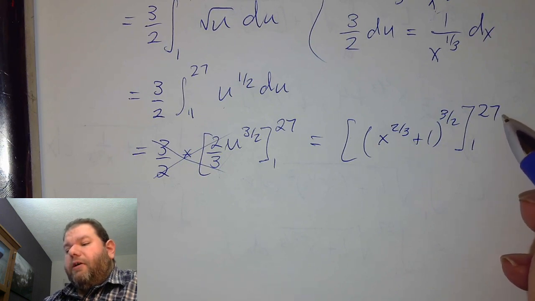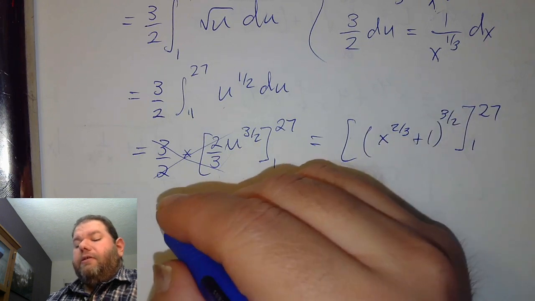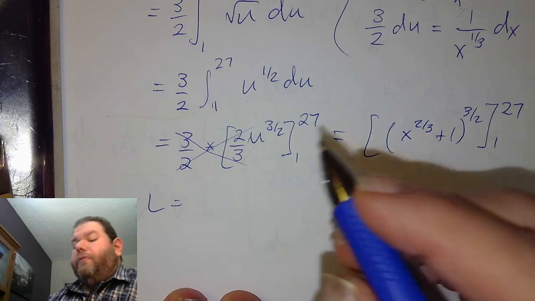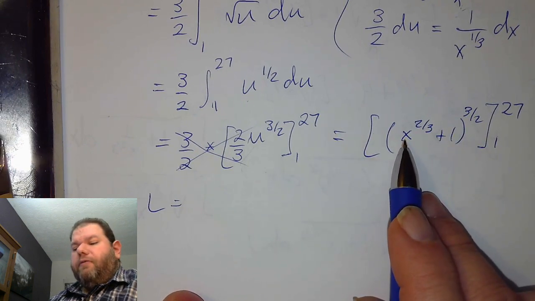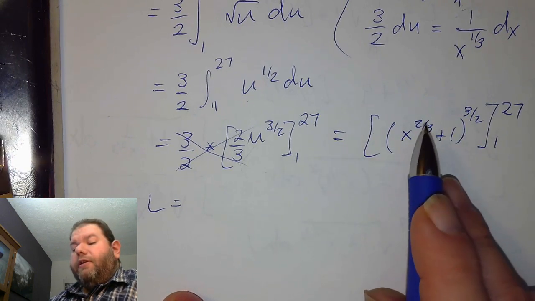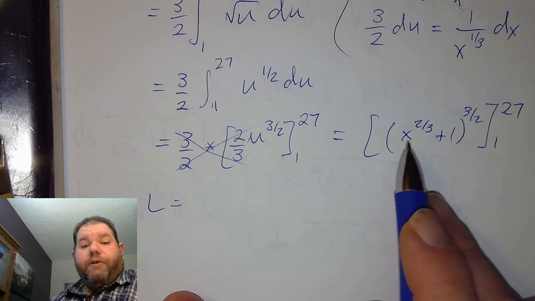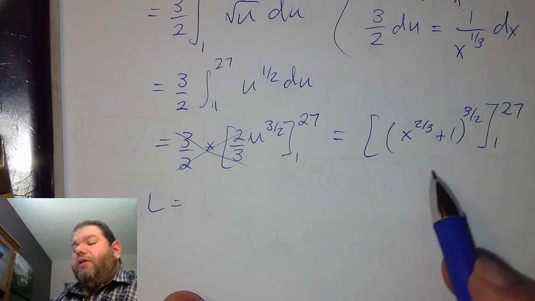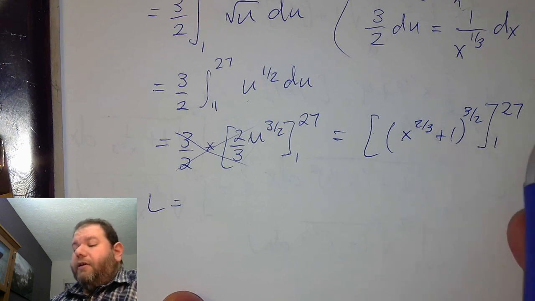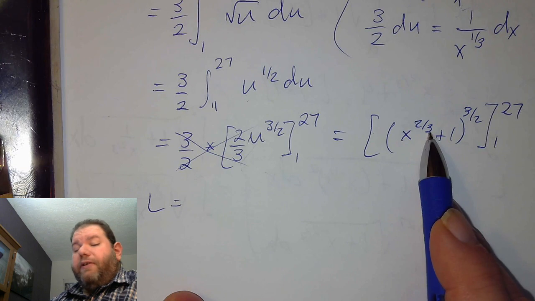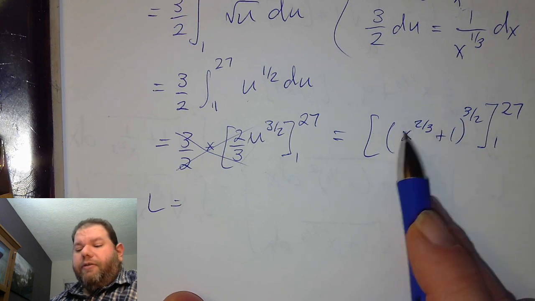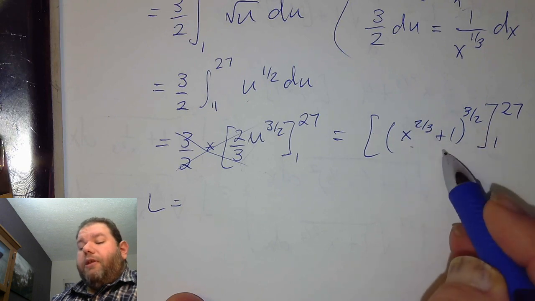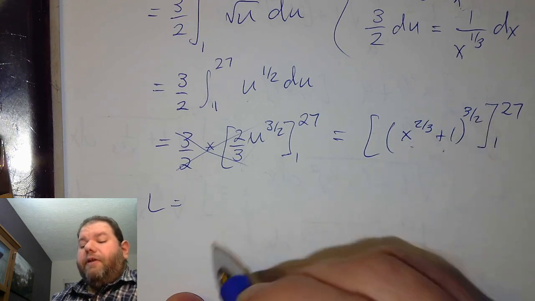Okay. So we plug in 27. Now 27, we want to take the cube root and then square, or we could square 27 and then take the cube root, whichever way we want to go. You can do it on our calculator, or we can do it by hand. Now the cube root of 27 is actually 3, and then 3 squared is 9. So we end up with 9 plus 1 makes 10 to the 3/2 power.